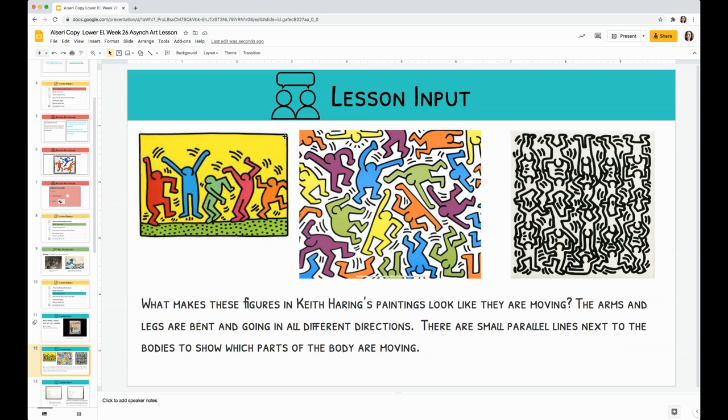Here's some examples of Keith Haring's art. What makes these figures look like they're moving? Their arms and legs are bent and they're going in all different directions. There are small parallel lines next to the bodies that show which parts of the bodies are moving. He did this very often in his work. He repeated these movement lines, which are really fun to use to make it look like anything has movement in your art.